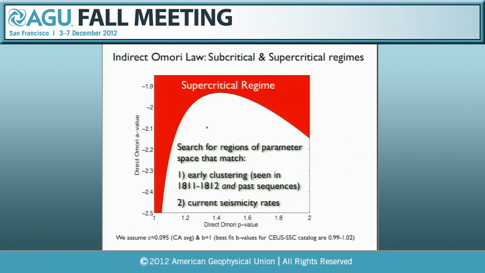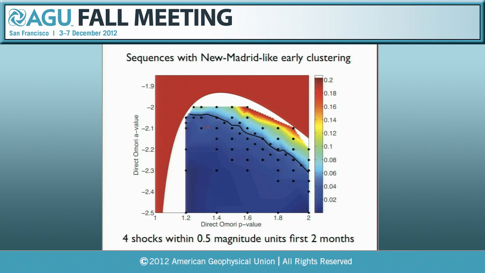What about other parameters? We'll search the phase space, again, to match these two primary things: early clustering in the sequence and current seismicity rates. Here I'm showing that I've sampled this space by running thousands of ETAS simulations at each of the black dots. And then in those simulations, I pull out the percentage of those catalogs that match what I'm trying to match in the real New Madrid sequence.